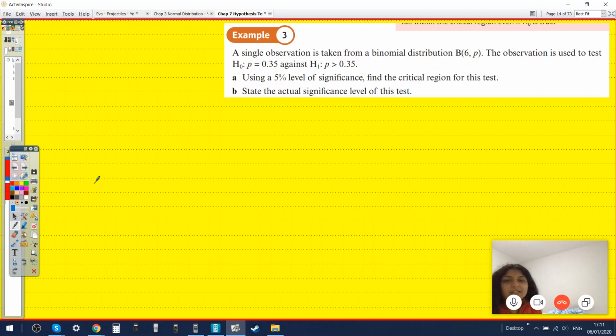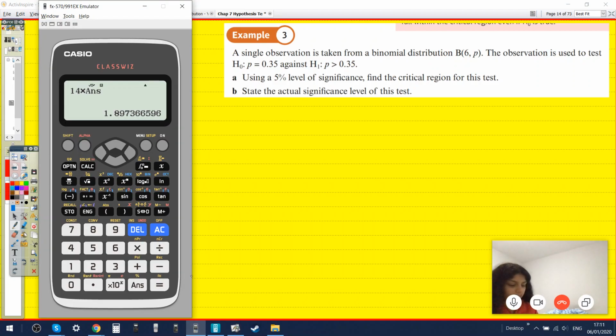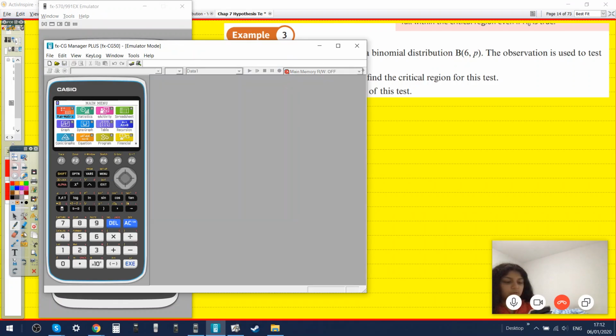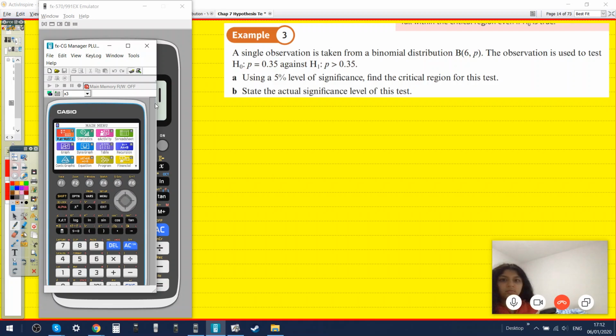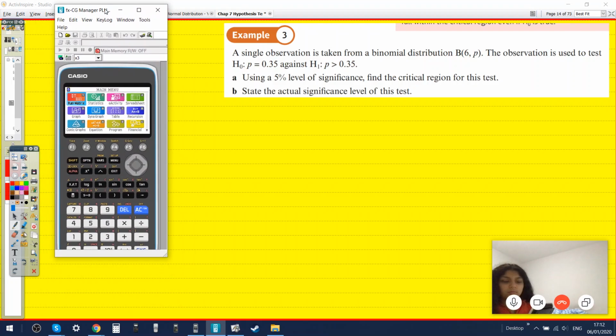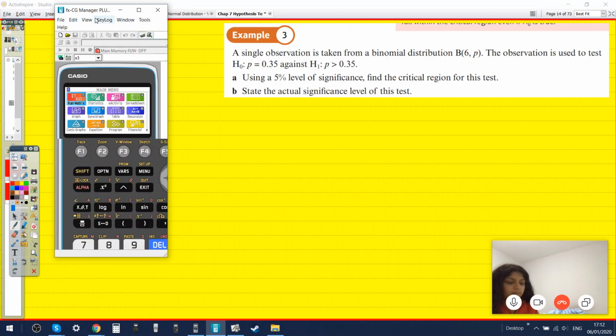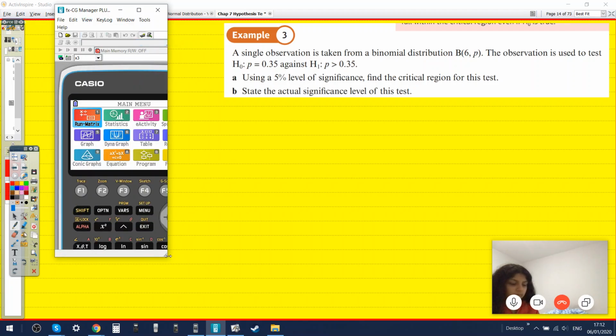The critical region. I forgot how to do that. So for the critical region, you could just test it out in your calculator. Are you using graphical or this one? It's graphical. I'll go with graphical as well. Okay, so we're doing binomial distribution. And I would just do trial and improvement, really. Just try different values.